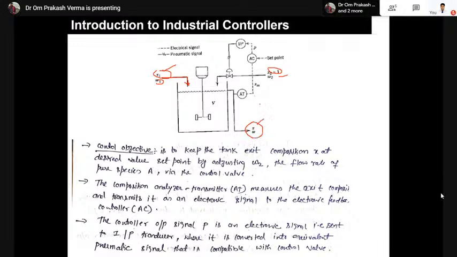We measure it using the analyzer. Using the analyzer transmitter, we send the signal to the controller, the analyzer controller, and there is a set point. From the set point we calculate some error, and then we send a signal to the valve through the I/P, which is nothing but current to pressure, a pneumatic signal. The automatic controller works on an electronic signal.